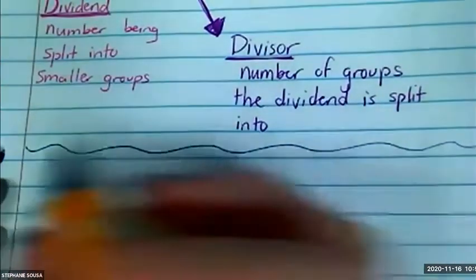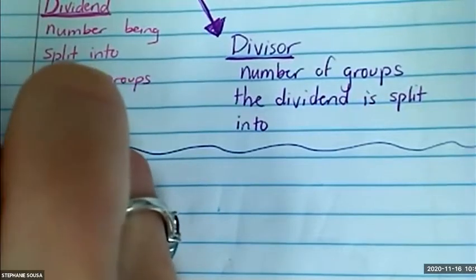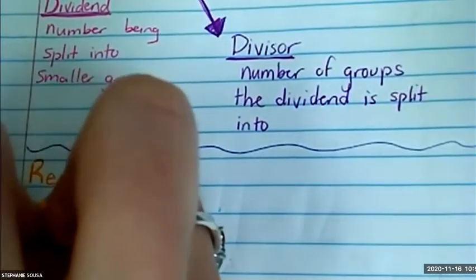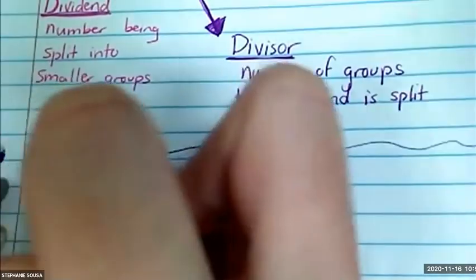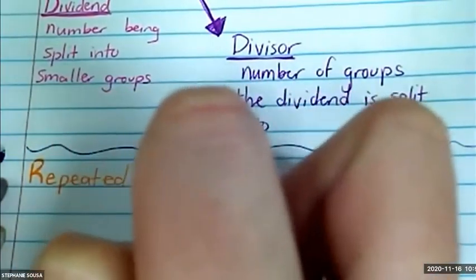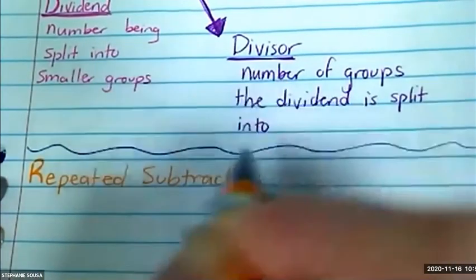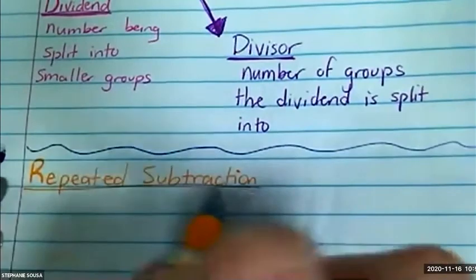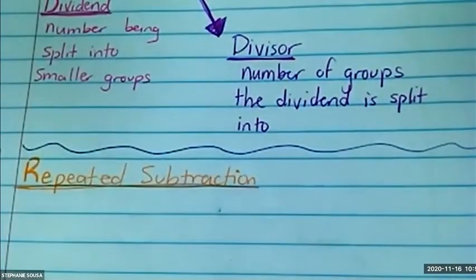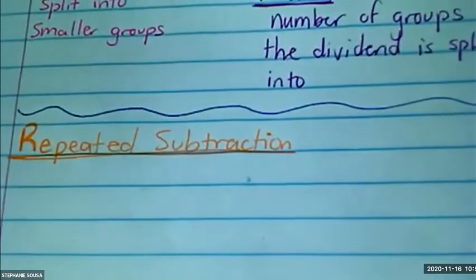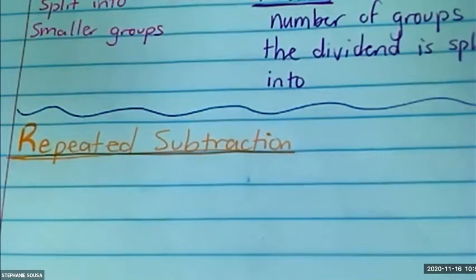So we are getting ready to learn about repeated subtraction. So go ahead and label that. Repeated subtraction. That's the strategy that we are going to be reviewing and learning today and tomorrow. Repeated subtraction. So remember, division is making groups smaller, so we are subtracting. Multiplication was making groups larger, so we were adding. They are opposite or inverse operations.